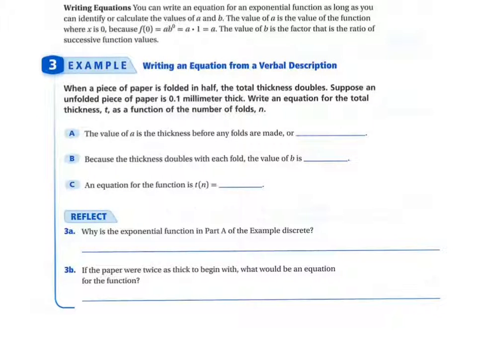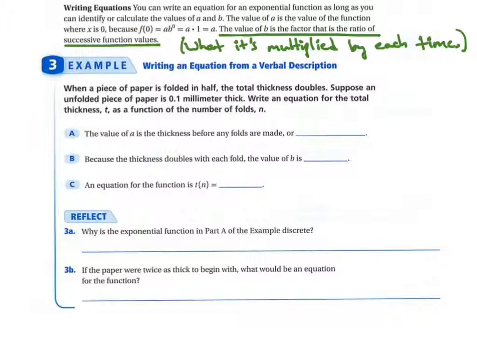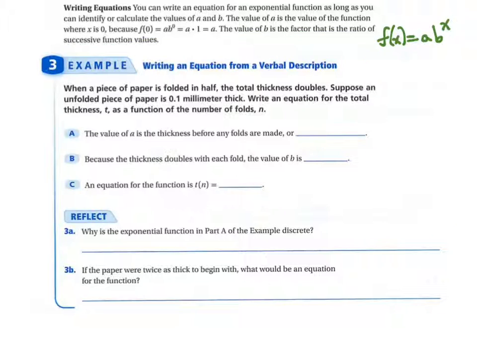So what is being multiplied each time? If we have f of x equals a times b to the power of x, now here's a question. What is x? That's how many times it's been multiplied by b, right? b to the power of 0 means it hasn't been multiplied by b at all. That's why it's just a. b to the power of 1 means it's been multiplied by b once, and so on.